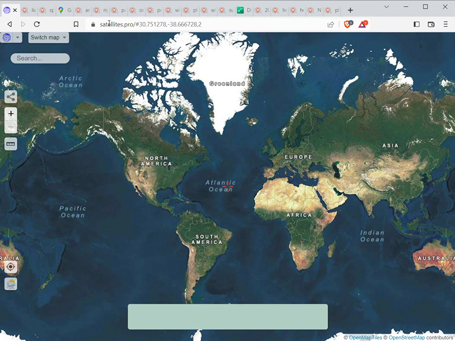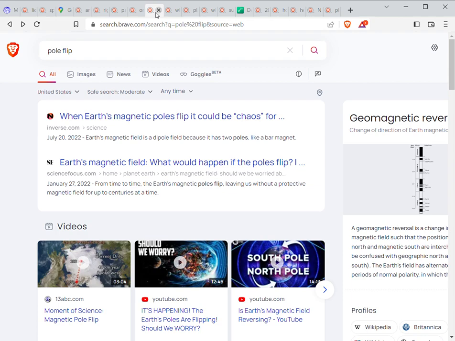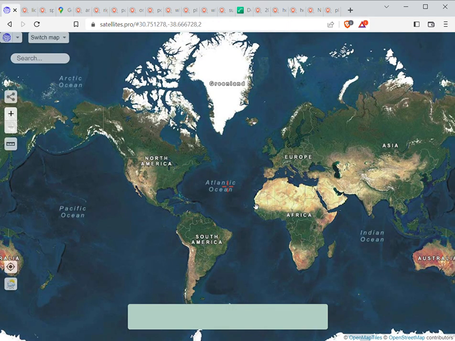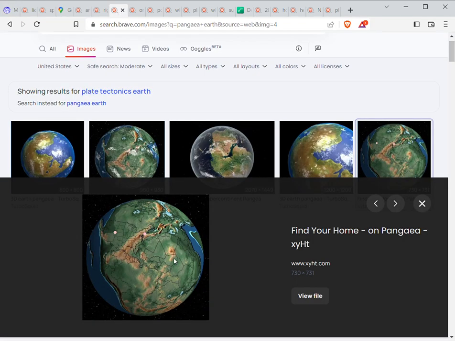I got a lot to talk about, but I was just talking about the pole flip and the geomagnetic reversal. And I was talking about applying alternating current to explain the pole flip alongside the observable features of the Earth, by taking Pangea Earth and throwing the moon at this.